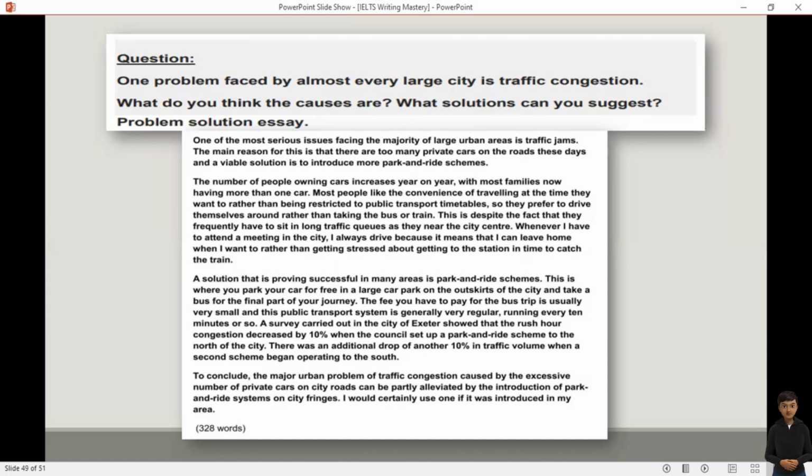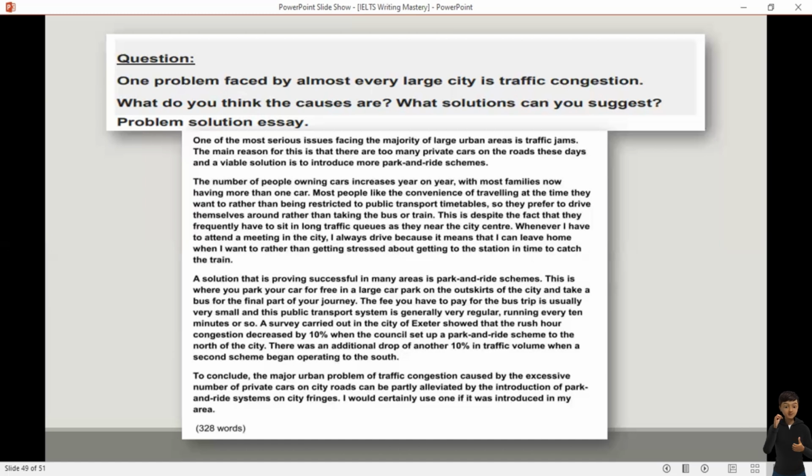The number of people owning cars increases year on year, with most families now having more than one car. Most people like the convenience of traveling at the time they want rather than being restricted to public transport timetables. So they prefer to drive themselves around rather than taking the bus or train. This is despite the fact that they frequently have to sit in long traffic queues as they near the city centers. Whenever I have to attend a meeting in the city, I always drive because it means that I can leave home when I want to rather than getting stressed about getting to the station in time to catch the train.